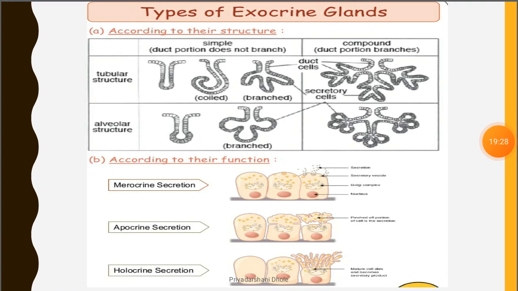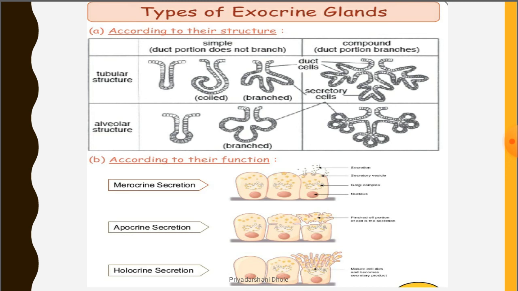Now, types of exocrine gland according to their structure. There are two types: tubular structure and alveolar structure, which are again simple and compound. Simple means the duct portion does not have branches, though there are some U-shaped coils and branches. In compound, the duct portion has different types of branches. Then alveolar, which looks like alveoli, with sacs, is again simple and compound.